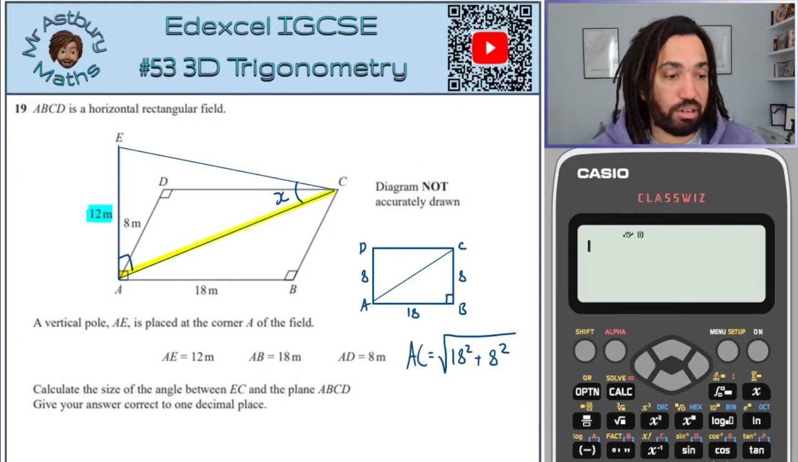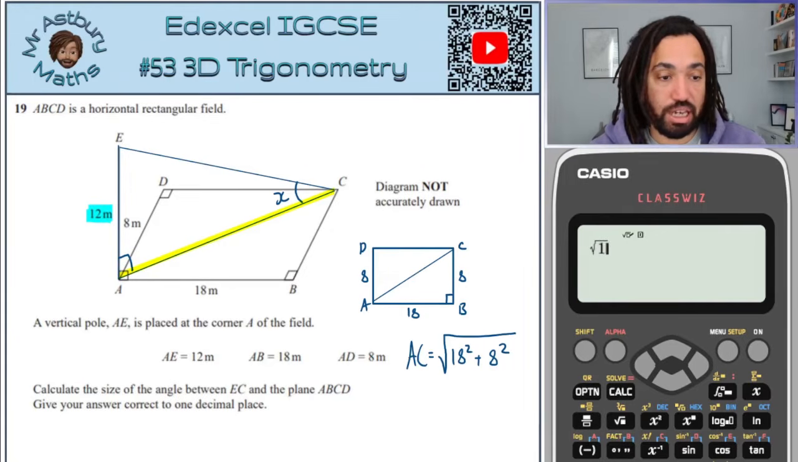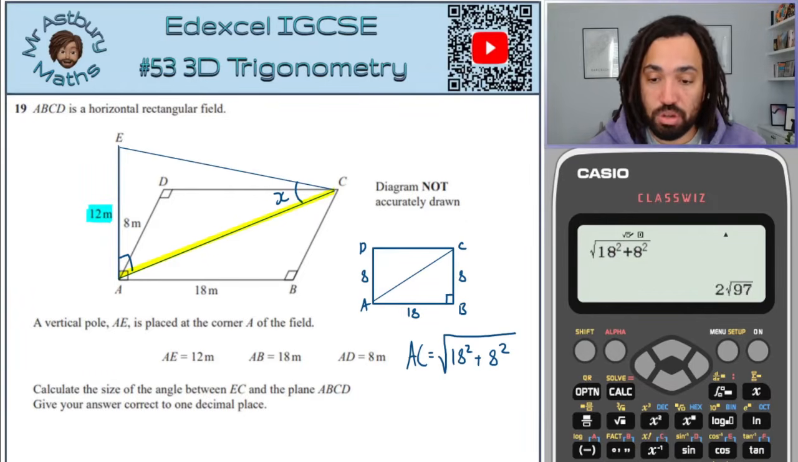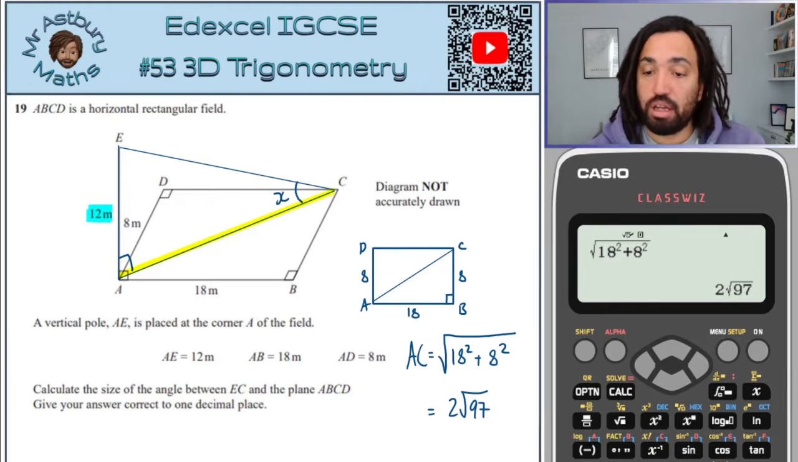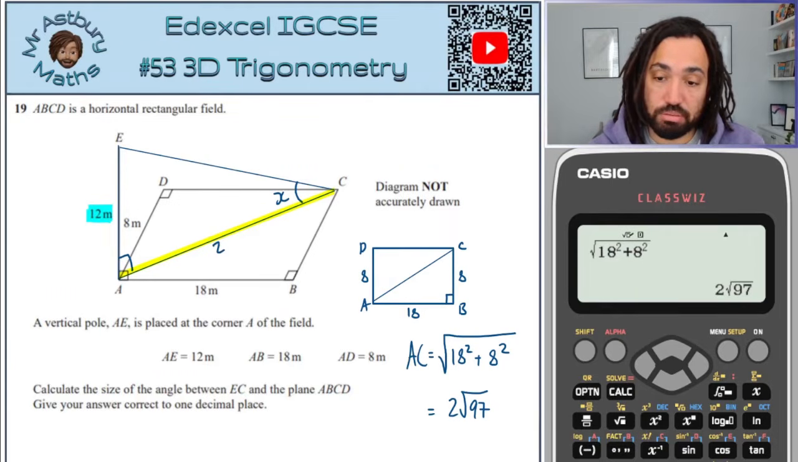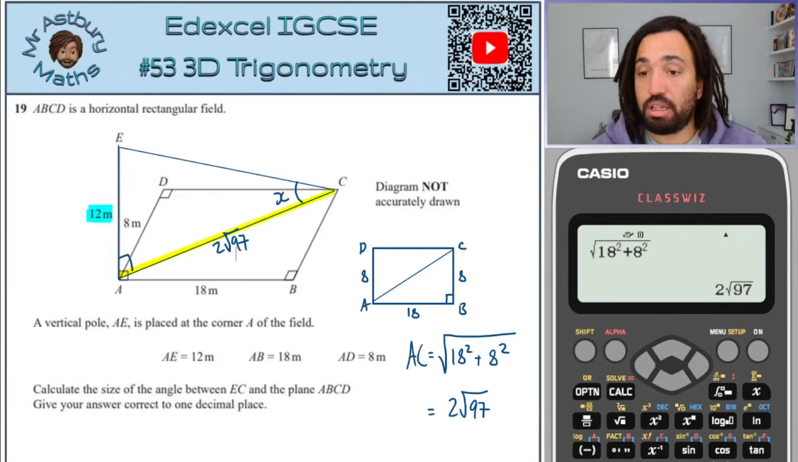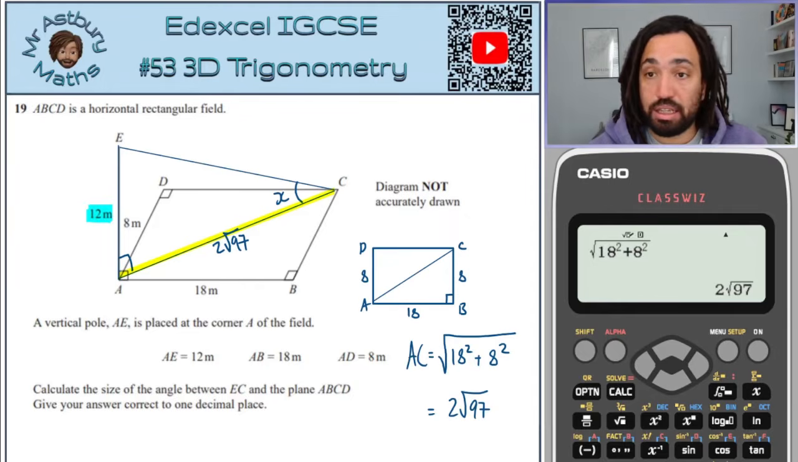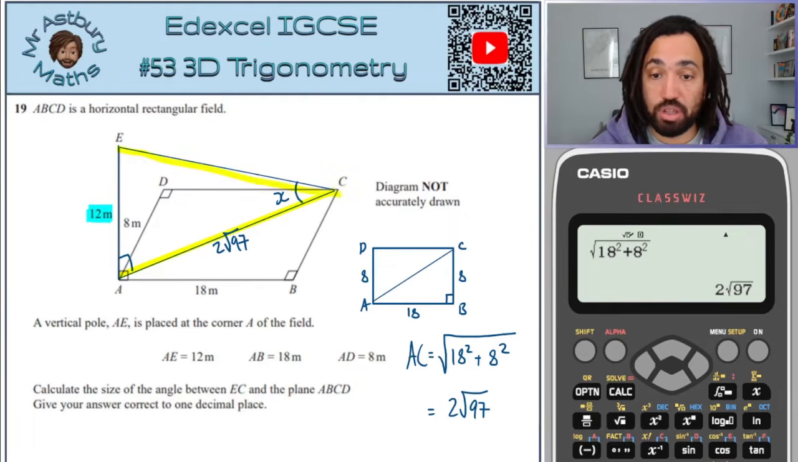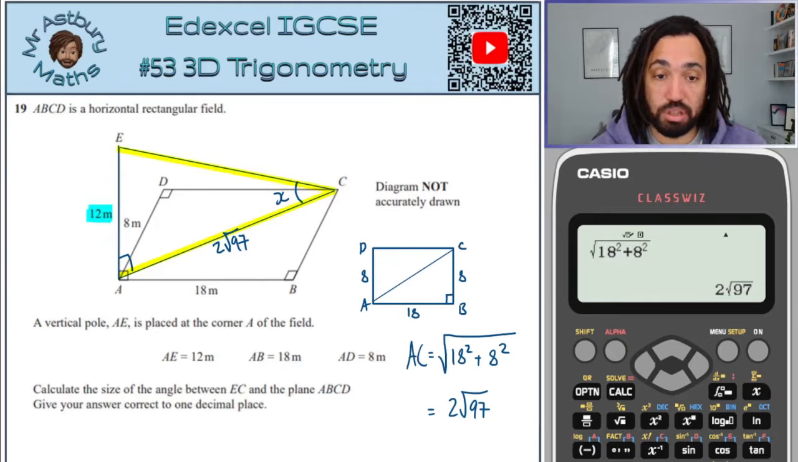So we can go over to our calculator and press square root of 18 squared plus 8 squared, and we get 2 square root 97. I'll leave it like that. I won't bother writing the decimal because we're going to use that value in our calculator anyhow. So we've got this lovely triangle here that we could use trigonometry on. It's this yellow triangle which we're going to use.